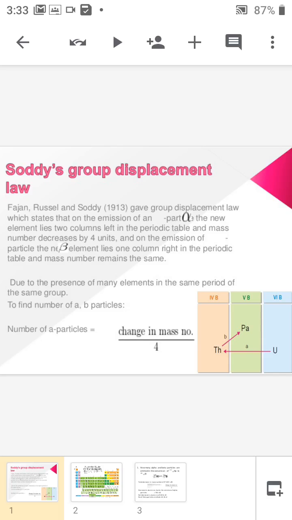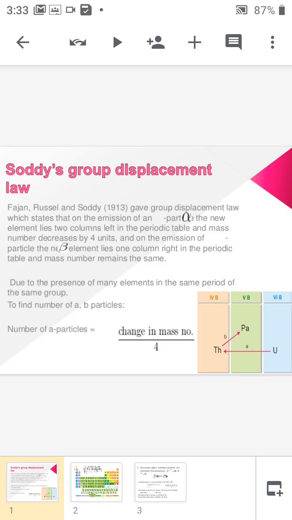Good afternoon, everybody. Today we are discussing the next topic of nuclear chemistry, that is the group displacement law. The group displacement law was first proposed by Soddy in 1930. We discussed yesterday alpha emission, beta emission and gamma emission, and what changes occur when an alpha emission occurs, a beta emission occurs and a gamma emission occurs.